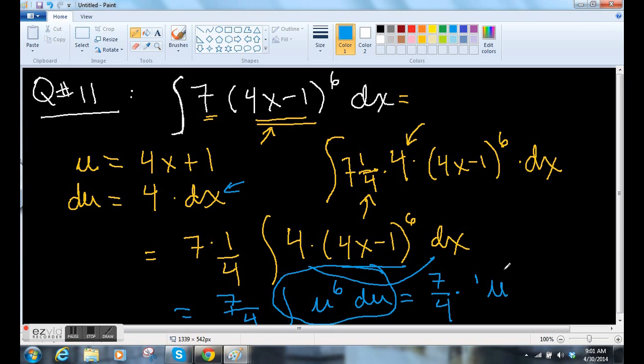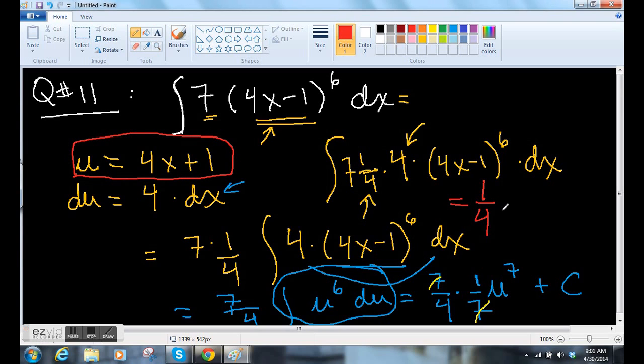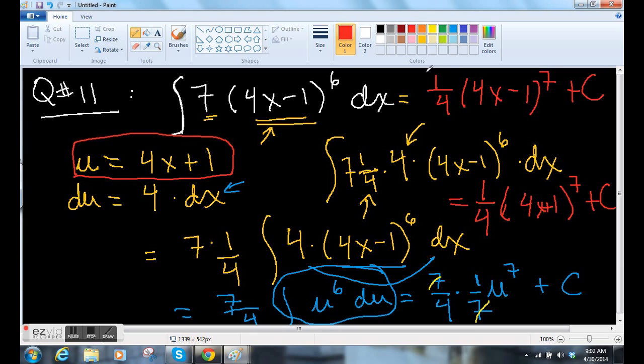So this is u to the 7th, because you add 1, and then 1 over 7, plus a constant. They cancel. I was excited when they canceled. I'll be honest, it makes me happy. Okay, so now we have to substitute back in for the u. Here's our u. Don't lose it. Sometimes I put a box around it so I can find it again. And that becomes (4x plus 1) to the 7th plus a constant. I'm going to rewrite that so you can see it again. Equals 1/4 times (4x plus 1) to the 7th plus a constant.